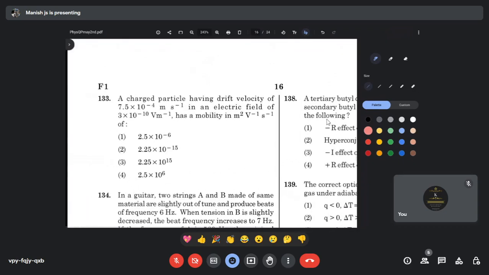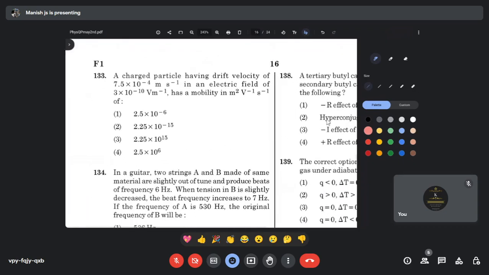So next, question number 133. Going through the question: a charged particle having a drift velocity of 7.5 times 10 to the power minus 4 meters per second in an electric field of 3 times 10 to the power minus 10 volt per meter has a mobility of. So you have to find out what the mobility is.